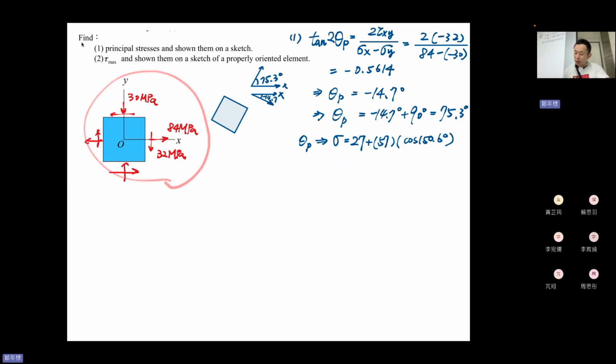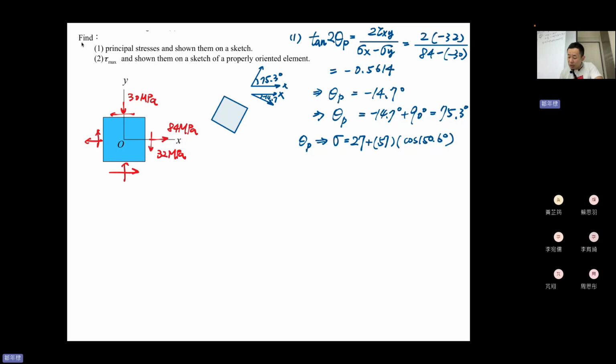So this is the problem, and we are going to get the principal stresses. The principal stress: tangent 2 theta p equals this. Okay, be careful about the sign for this. You see 32 is downward, right? So this is minus 32, and sigma y is 30, compression, so this is minus 30. So don't forget the negative sign for the compression and the shears.